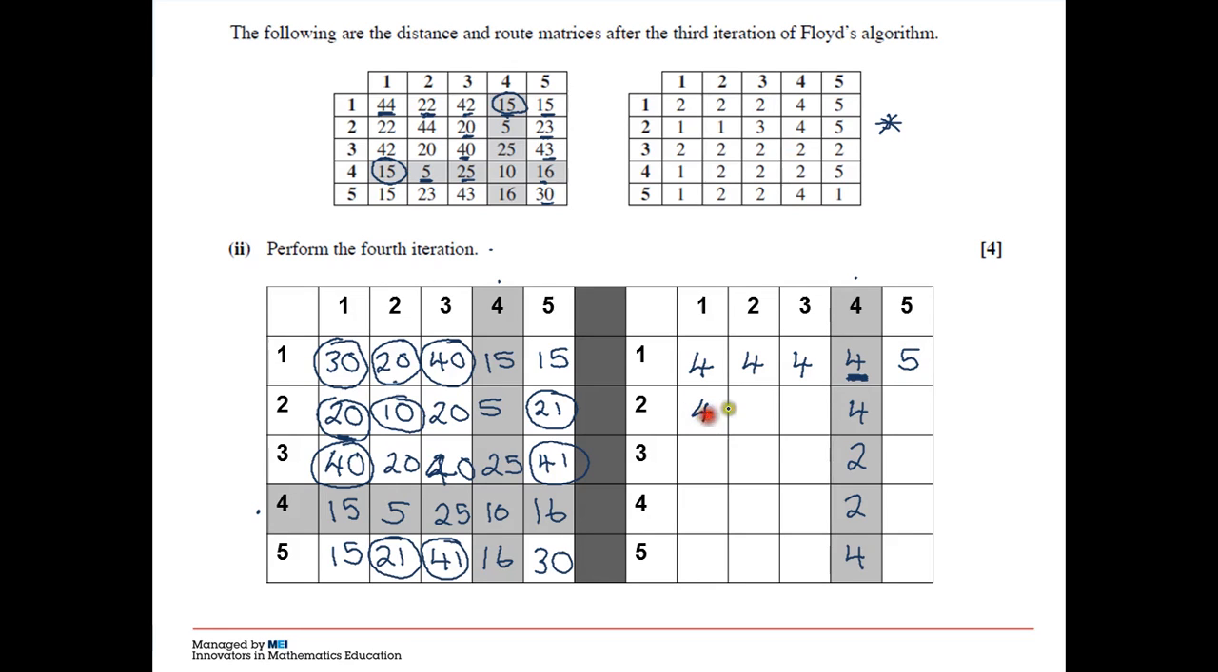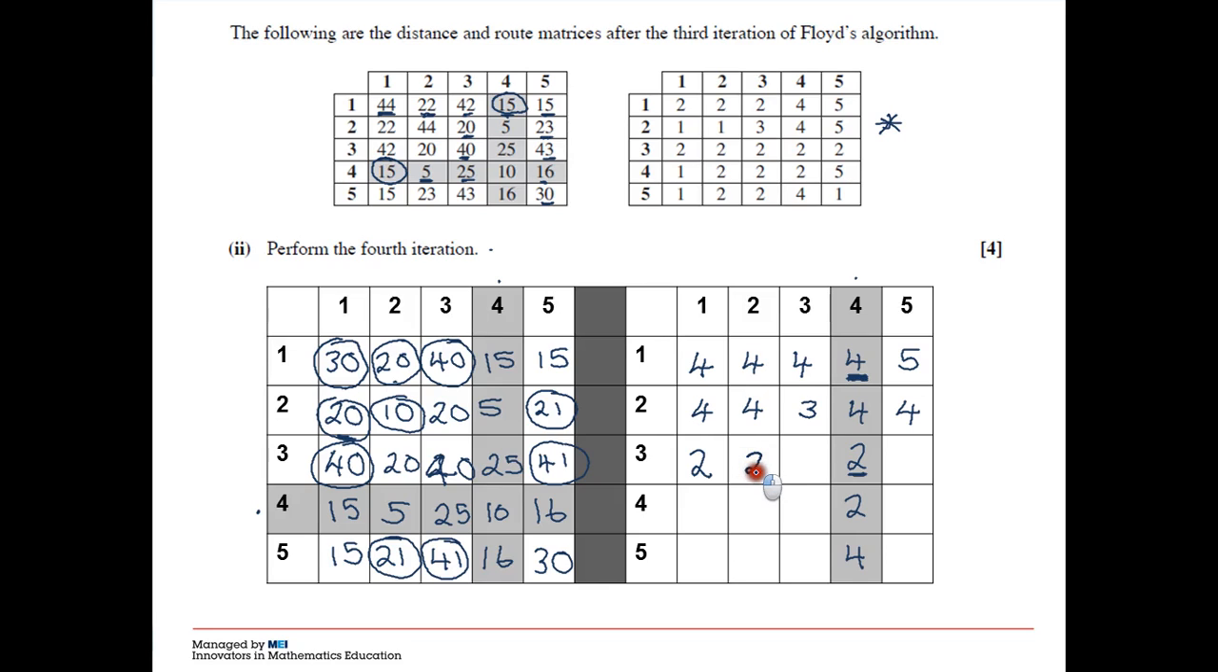Similarly, in the second row, I'm going to get a 4, but the entry in column 3 will remain a 3, and the entry in column 5 will now become a 4. On row 3, you will notice that the entry that is highlighted is a 2. So the first entry where I've changed the distance is going to be a 2.